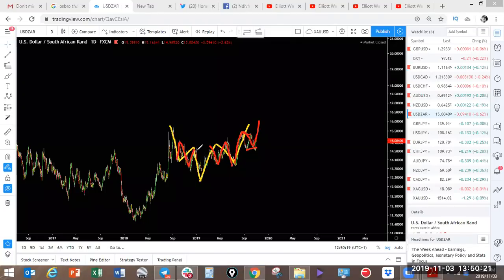Here, I'm going to clutter the chart. You've got a 3-wave move here all around. On all the yellows, you've got 3-wave moves all around.